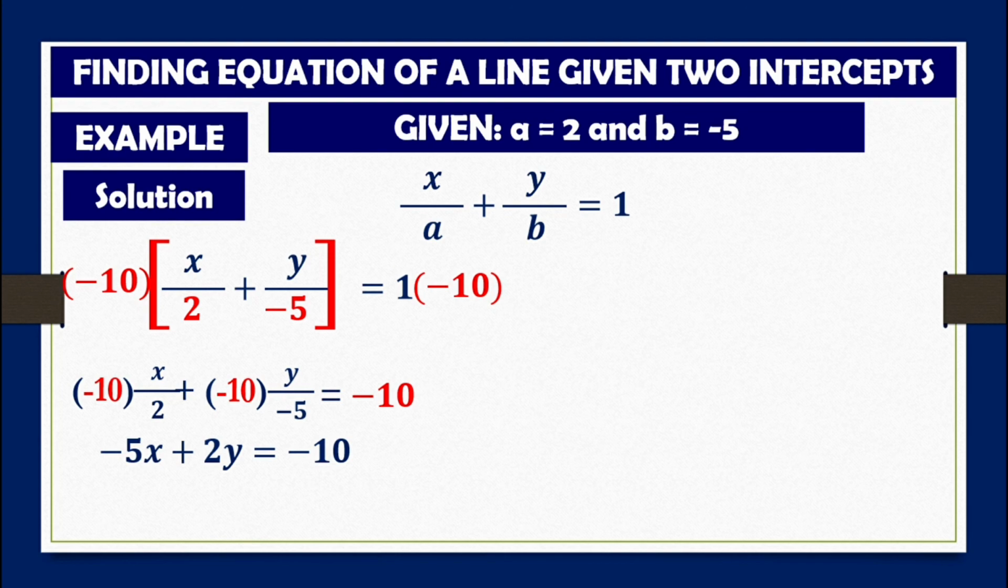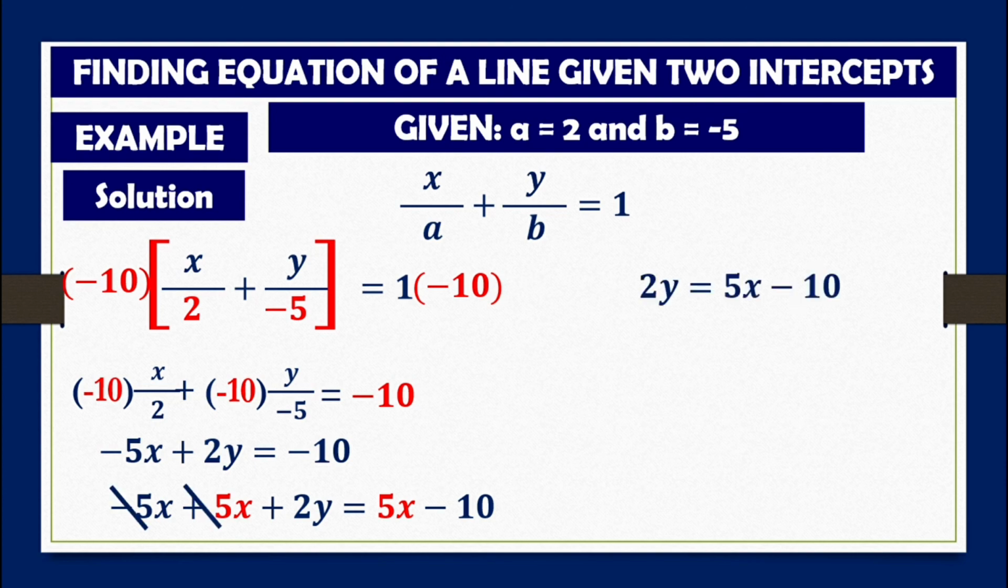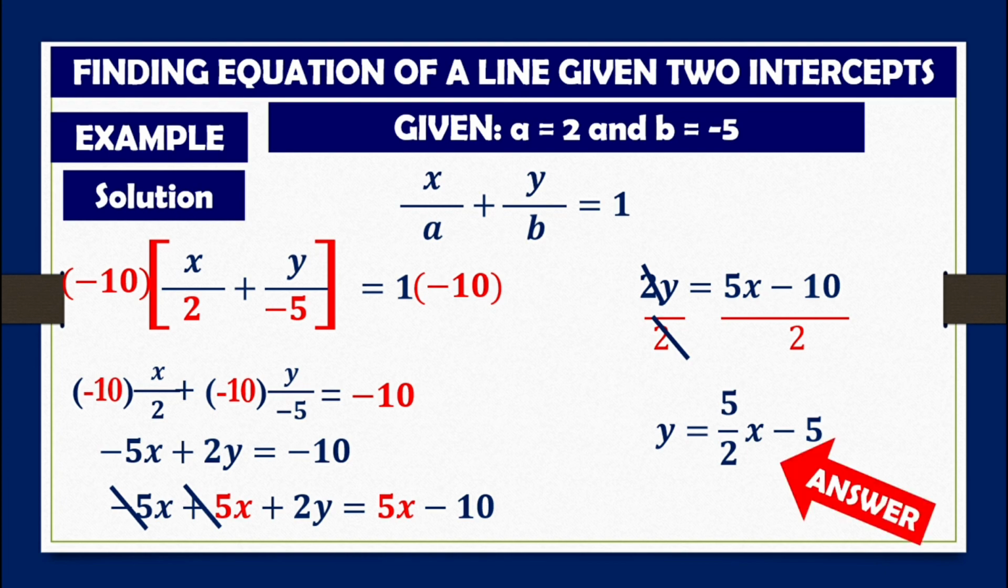Then we will get rid of the coefficient of x on the left side of our equation using the addition property of equality. So we will add 5x to both sides. So our simplified equation is 2y equals 5x minus 10. So dividing both sides by 2, our simplified equation is y equals 5 halves x minus 5. This is the slope-intercept form of our given equation when two intercepts are given.